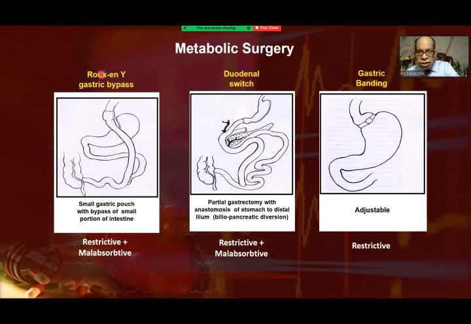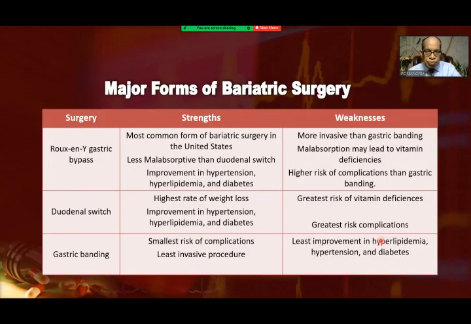This is the Roux-en-Y gastric bypass, a small gastric pouch with bypass of the small intestine. The duodenal switch: partial gastrectomy with anastomosis of the stomach to the distal ileum, that is biliopancreatic diversion. And this is the adjustable gastric banding. The first 2 procedures are restrictive plus malabsorptive, while the gastric banding is only restrictive.